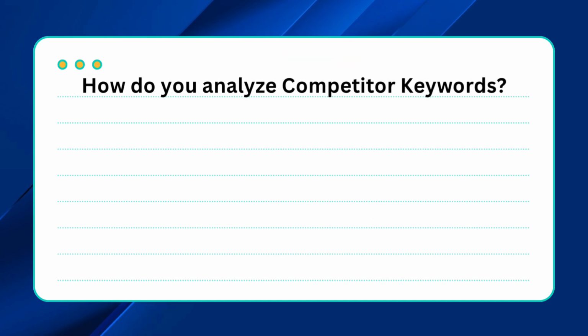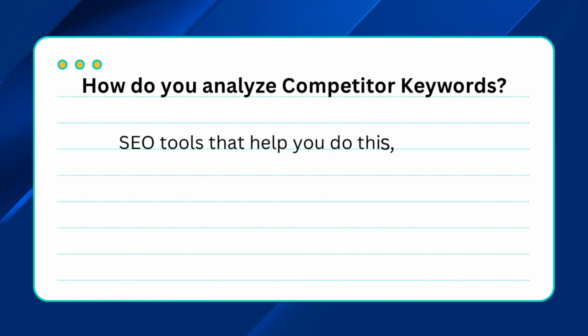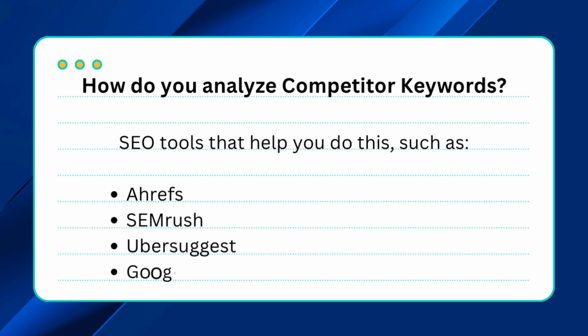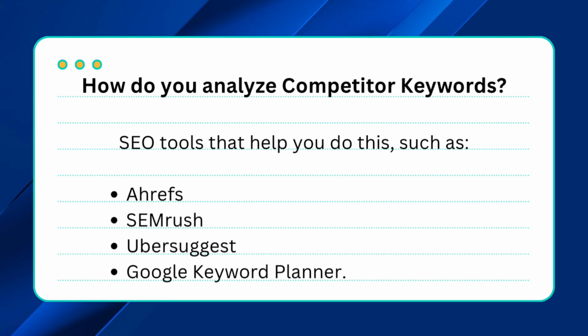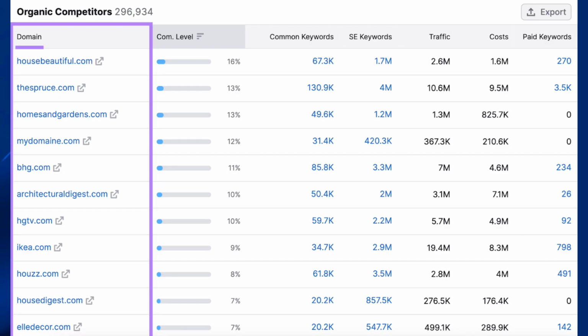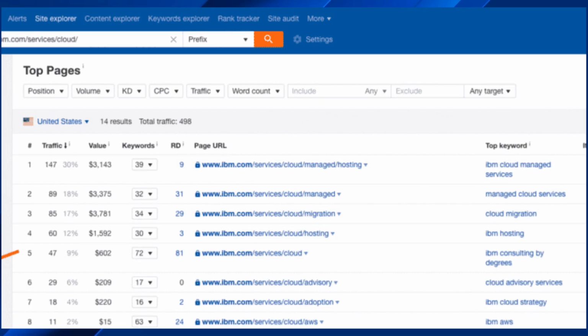So the next question is, how do you analyze competitor keywords? There are several powerful SEO tools that help you do this, such as Ahrefs, SEMrush, Ubersuggest, and Google Keyword Planner. Using these tools, you can simply enter a competitor's website URL and see which keywords they are ranking for. You can also find out which pages are bringing them the most traffic. This gives you valuable insights into what kind of content is performing well in your niche.